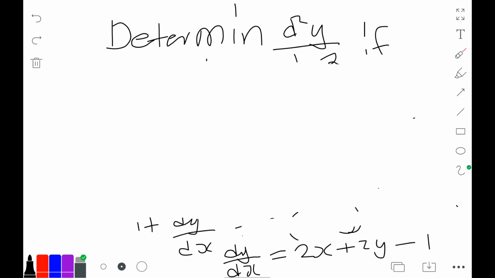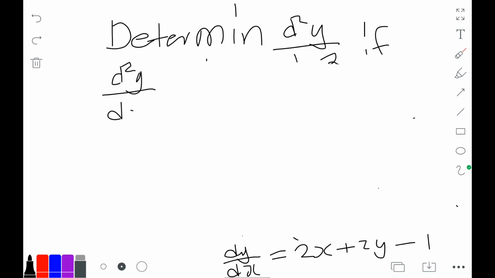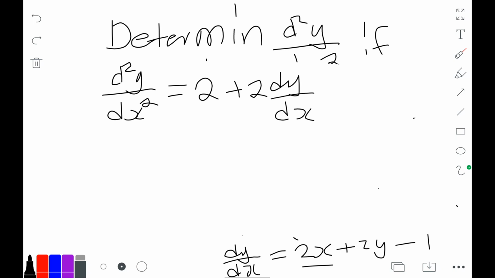I'm going to leave only dy over dx that we are left with. Now when we have dy over dx, d squared y over dx squared is going to be equal to, we differentiate this, 2 plus 2 dy over dx. Minus 1 is a constant, so its derivative is 0.